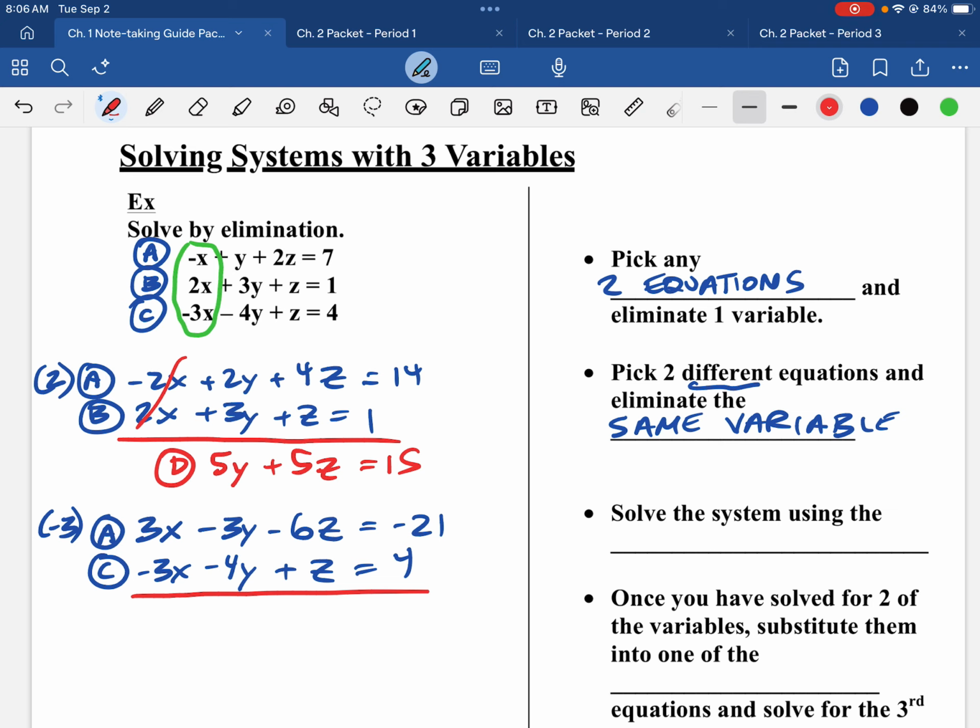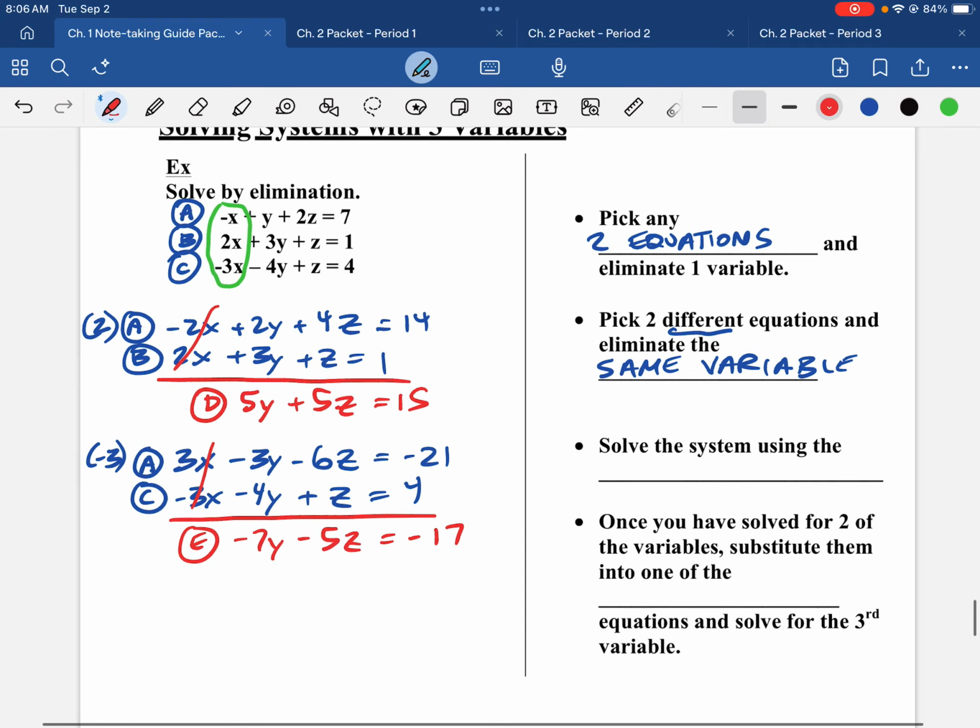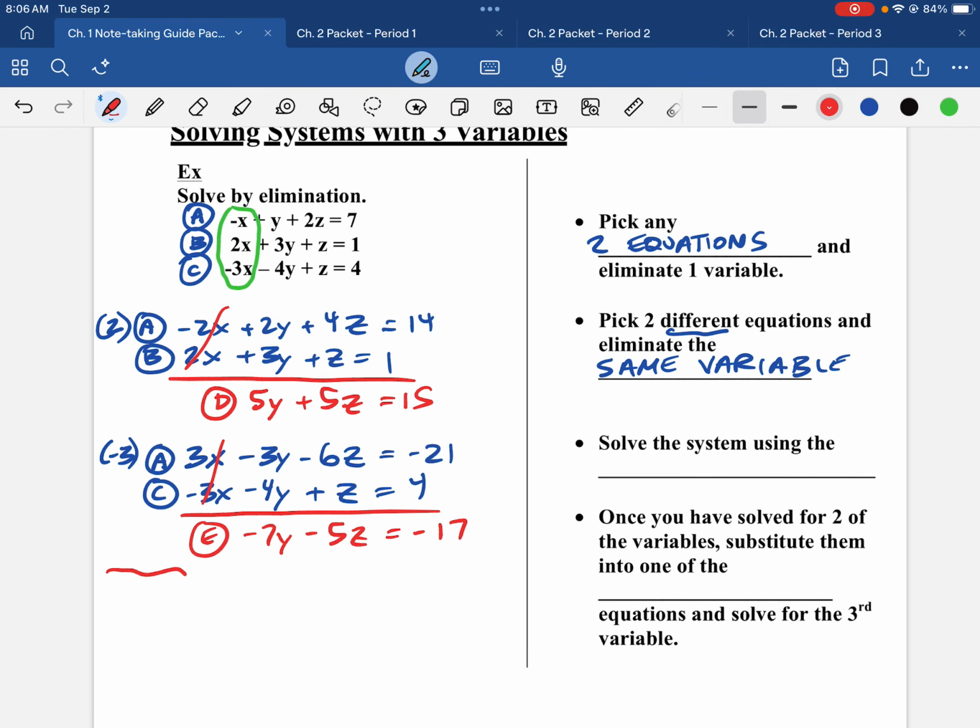Okay, so let's see. I'm now adding those equations, and I'll get -7y minus 5z equals -17. Okay, so let's call this equation E. All right. So now I've taken the 3 equations with 3 variables, and I've boiled it down to these 2 new equations that only have 2 variables. So that's kind of phase 1 that I just completed.